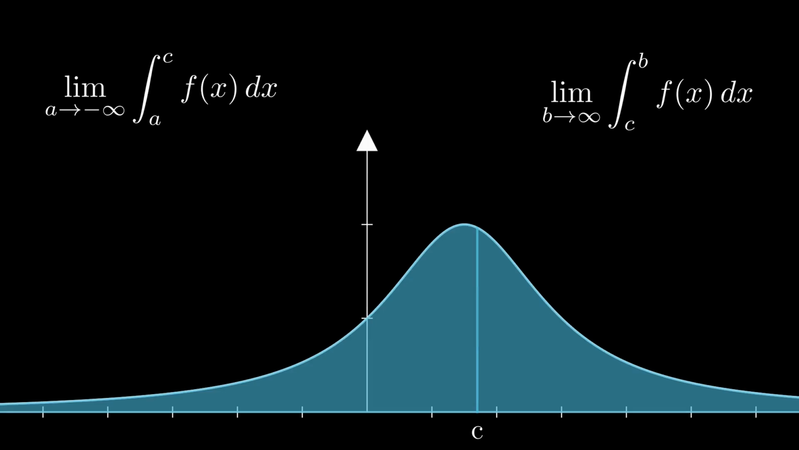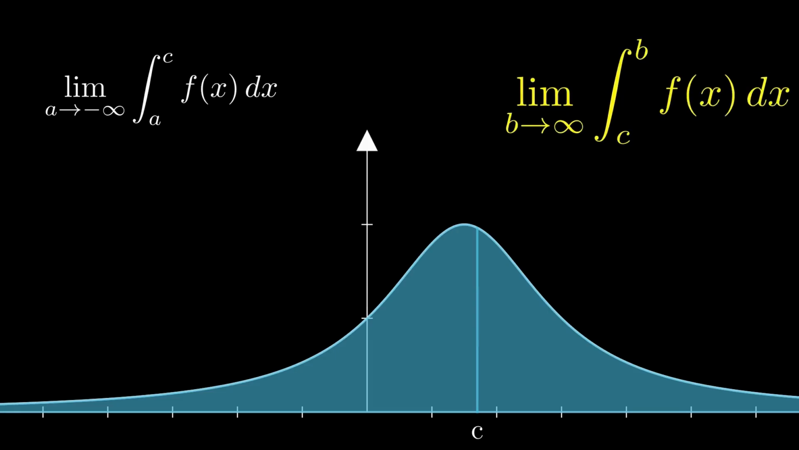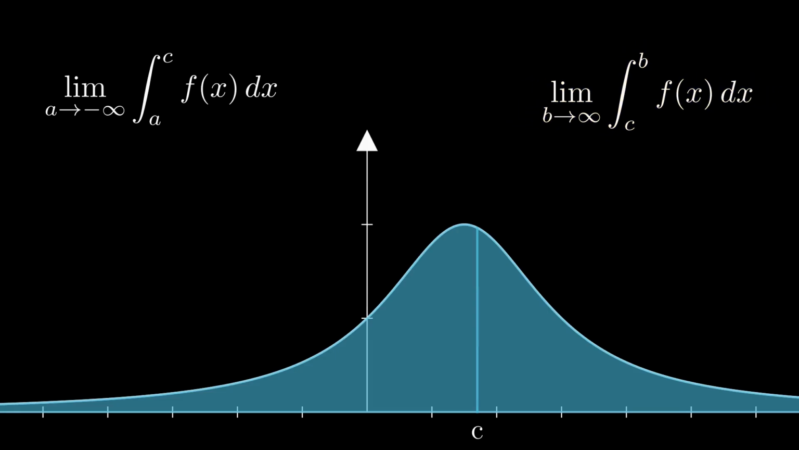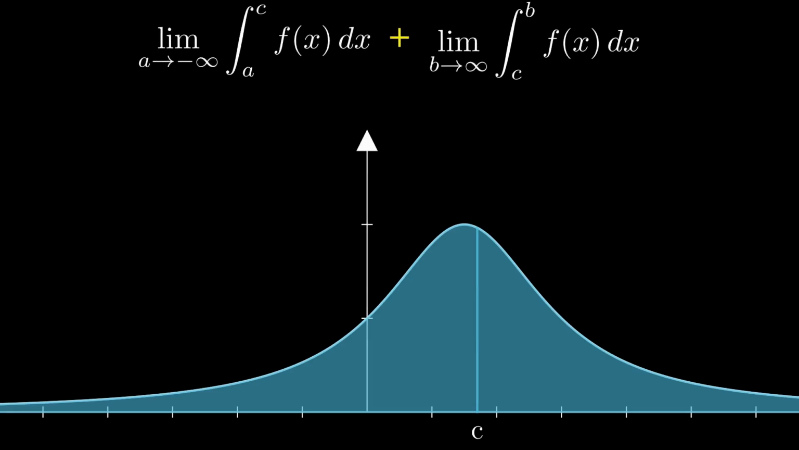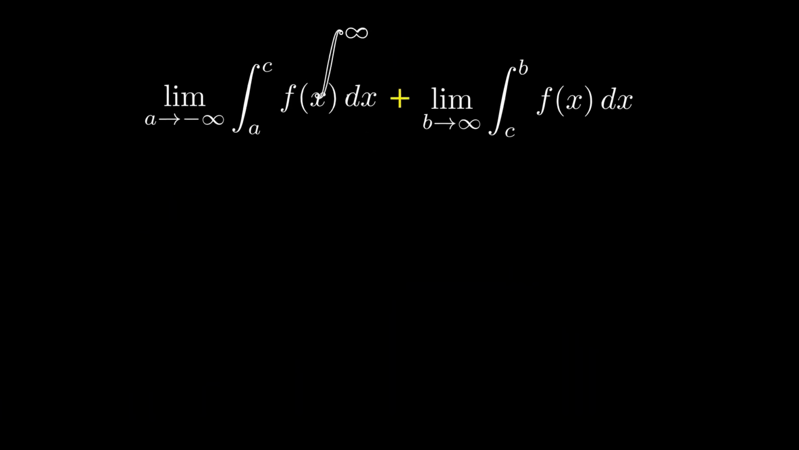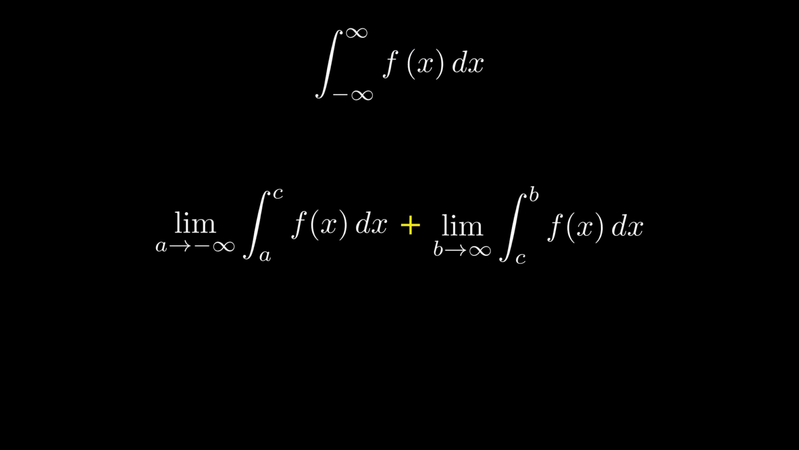We have the expressions for the left side of the area and the right side of the area. So the total area under the curve is going to be the sum of these two expressions. Thus, the integral from negative infinity to positive infinity of f of x dx is equal to the limit as a approaches negative infinity of the integral from a to c of f of x dx plus the limit as b goes to positive infinity of the integral from c to b of f of x dx.